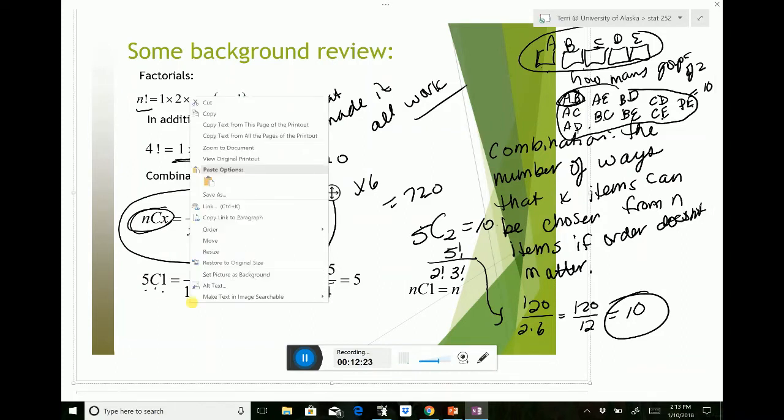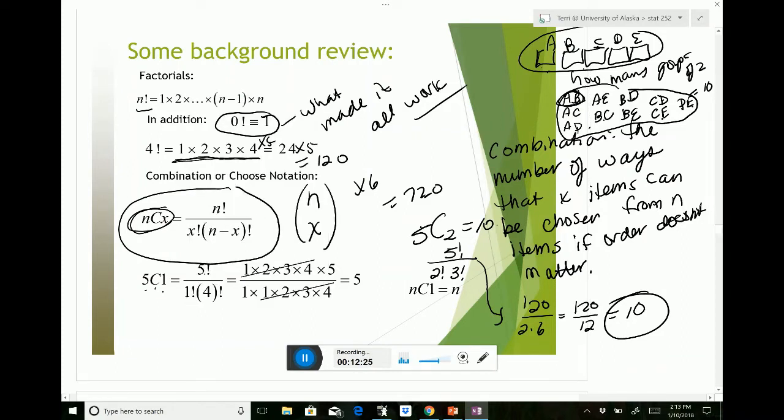Because if you think choosing 1, well, there's exactly 5 ways, right? 1, 2, 3, 4, 5. There's 5 groups. There's your groups. Over 4 factorial. Well, 1 times 2 times 3 times 4 cancels out with this one, and I'm just left with 5 over 1. And in fact, anything choose 1 is itself, which makes sense.